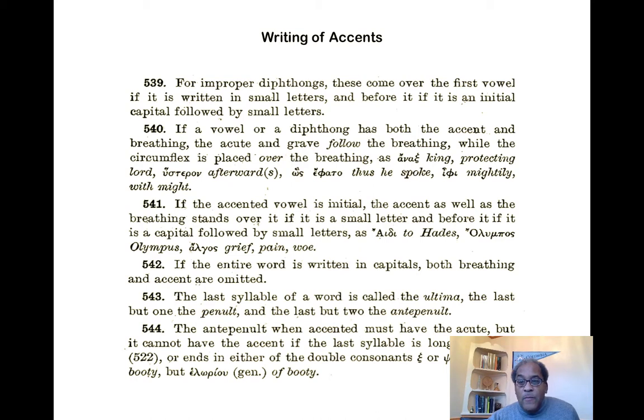The last syllable of a word is called the ultima, the last but one is called the penult, and the last but two is called the antepenult. The antepenult, when accented, must have an acute, but it cannot have the accent if the last syllable is long by nature, or if it ends in either a double consonant, xi or psi.